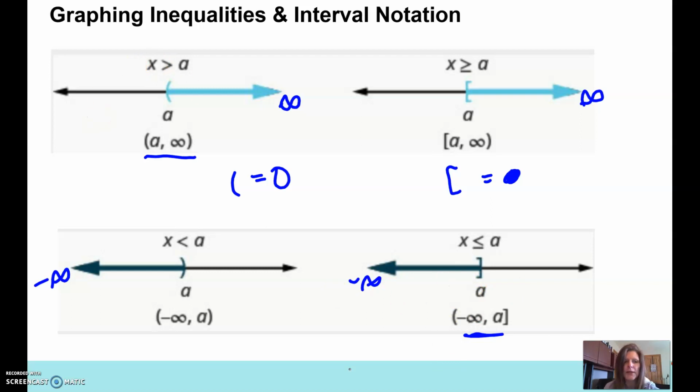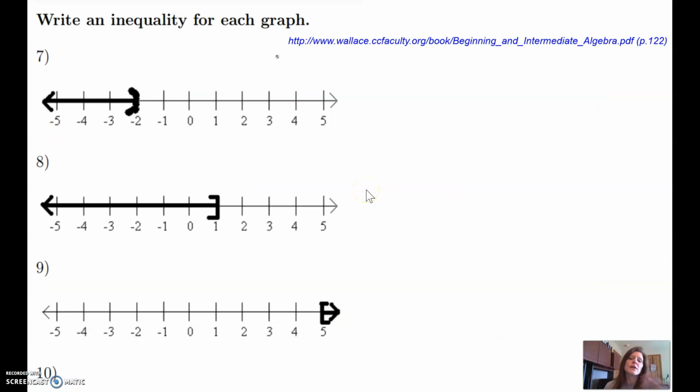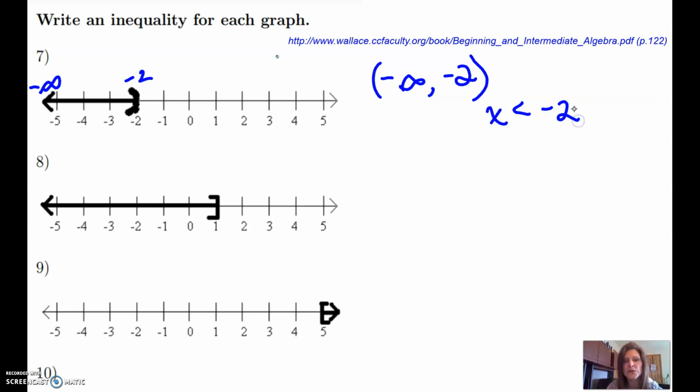All right, let's try a couple practice problems. So what if I give you a graph? Could you turn that into an inequality statement or an interval statement? So in this one, I'm going to look at where it is shaded. It's shaded from the -5 to the -2, right? So interval-wise, negative infinity to -2, and I match my notation and use a parenthesis. What is that as far as an inequality? Well, it's everything to the left of the -2, so it's x is less than -2. Okay, and I know it's strictly less than because that's the open parenthesis.